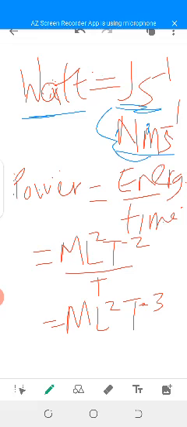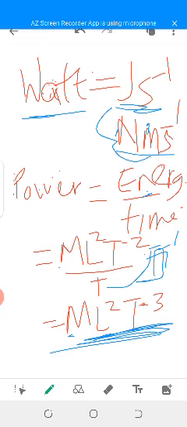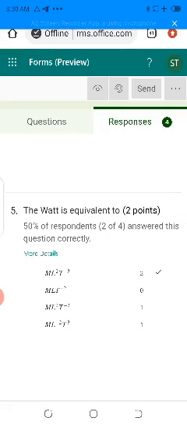So if you look at the dimension of energy, it is ML squared T minus 2. That is what we have in question 4 above. So over time, by the time you take this using indices, we have this to be ML squared. When this T comes up, T becomes T raised to power minus 1. Because minus 1 minus 2, so we have ML squared T minus 3. That is the dimension of power, and that is for watts, which is the unit of power. So we have A to be the correct option there.